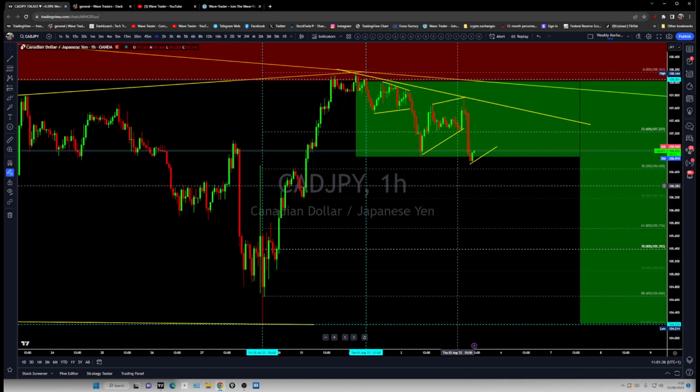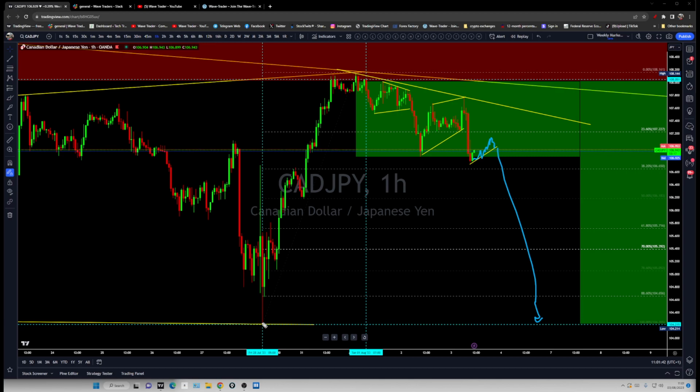So the pullback which is just happening over there, you're going to look for this to break down and price to tag that low.